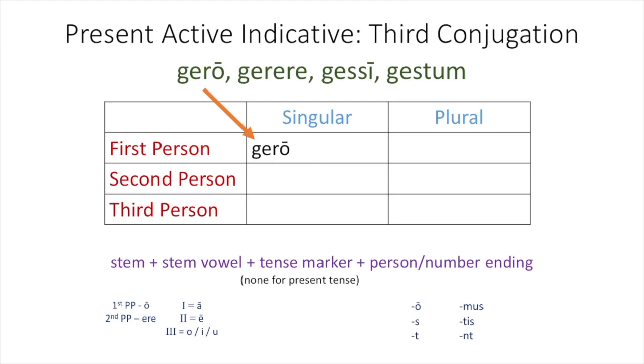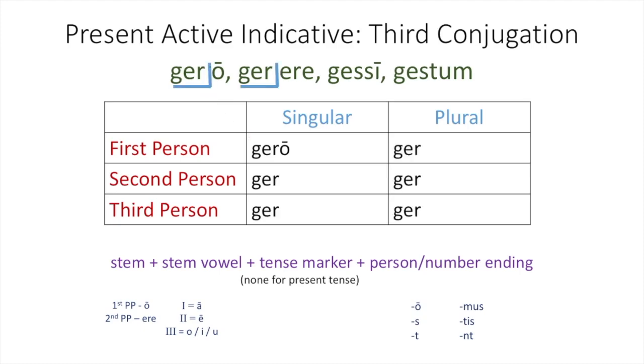First, you start with your stem. You find your stem the same way you do for your other conjugations. You take your second principal part and remove the -ere, the thing that tells you it's a third conjugation verb, or you remove the -o from the first principal part. So your stem will be ger-.